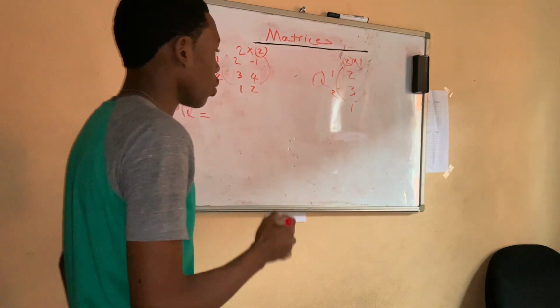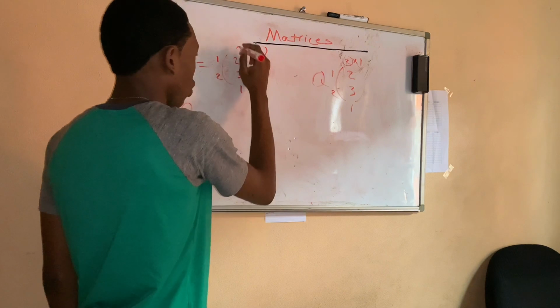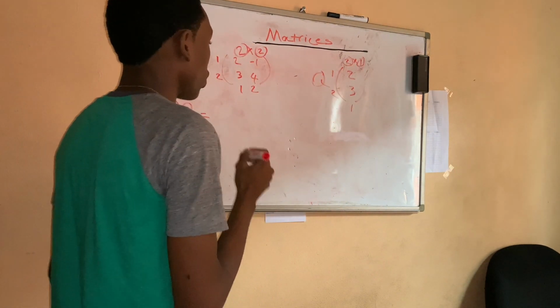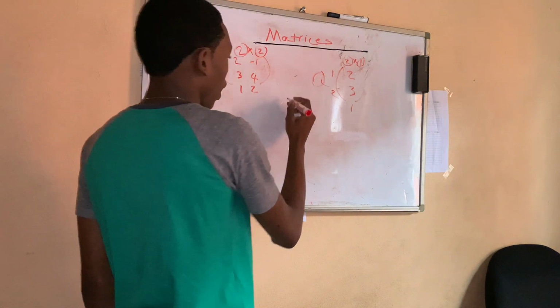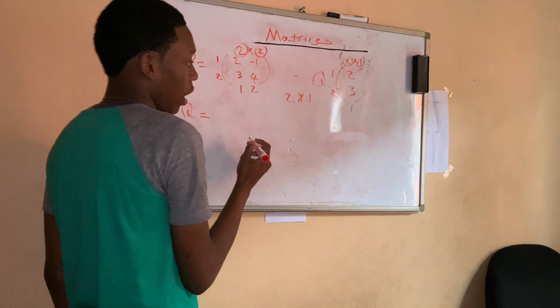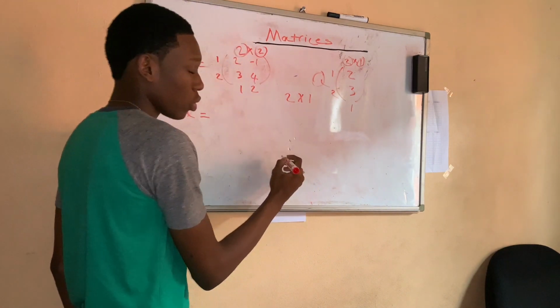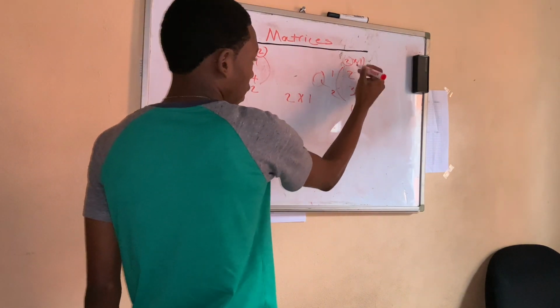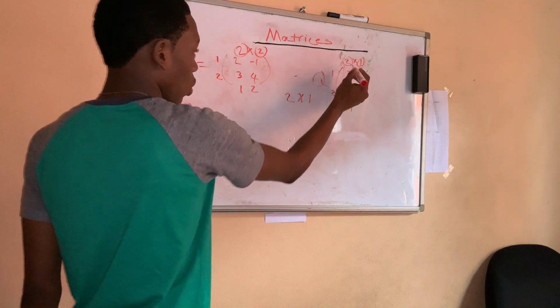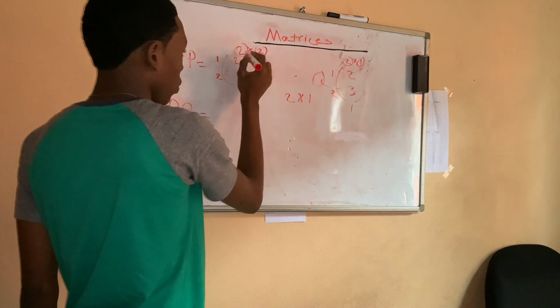The result that you're going to get is given by these outside numbers. So the result is a 2 by 1. You're going to get a result that has 2 rows and 1 column, just like this, because you look at these numbers outside.